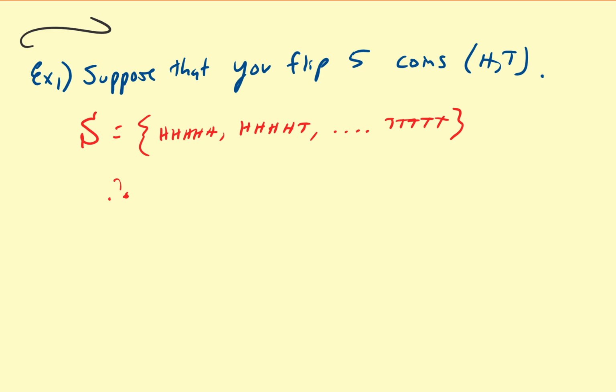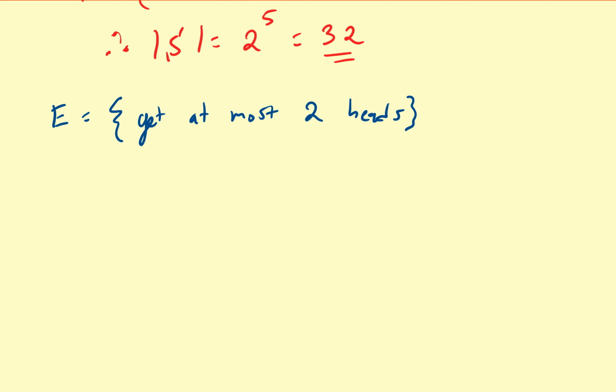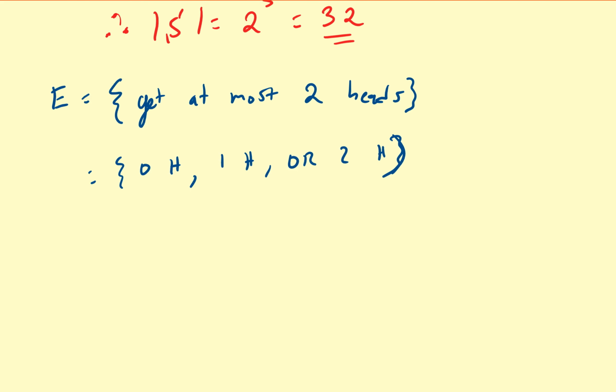So how many events are there? Well, by the fundamental counting principle, the size of S is going to be equal to 2 to the 5th, or 32. Now let us describe a particular event that we're interested in. So let E be the event such that you get at most 2 heads. So at most 2 heads is the set containing 0 heads, 1 heads, or 2 heads. This is what that description actually means.